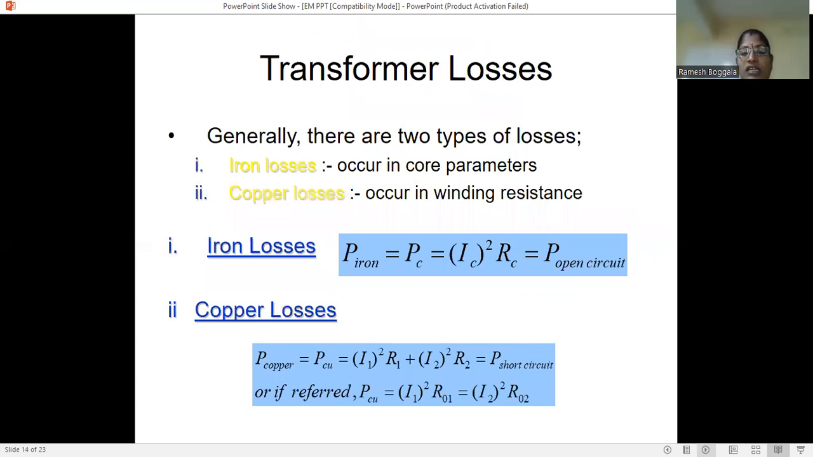Transformer losses. What is meant by transformer losses? Generally, there are two types of losses. One is iron losses, another one is copper losses. Iron losses occur due to core parameters and copper losses occur due to winding resistance. So iron losses are equal to open circuit losses. Copper losses are equal to I square R losses, that is, short circuit losses. Okay.